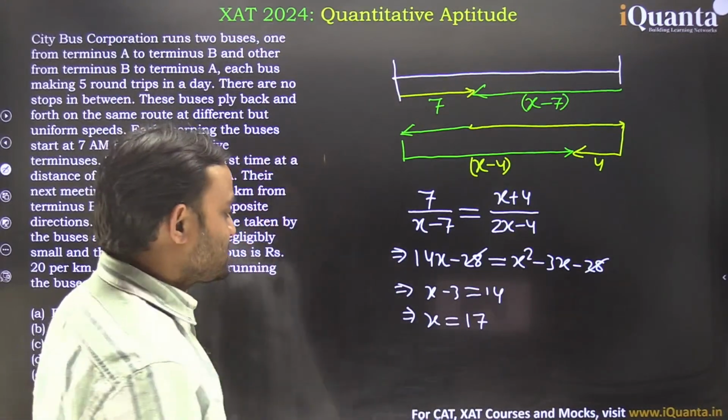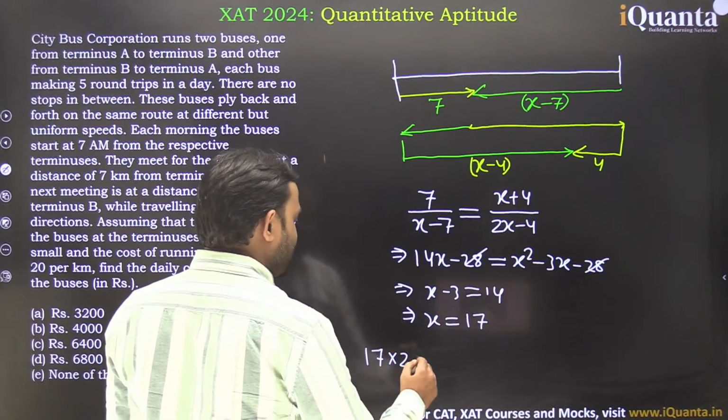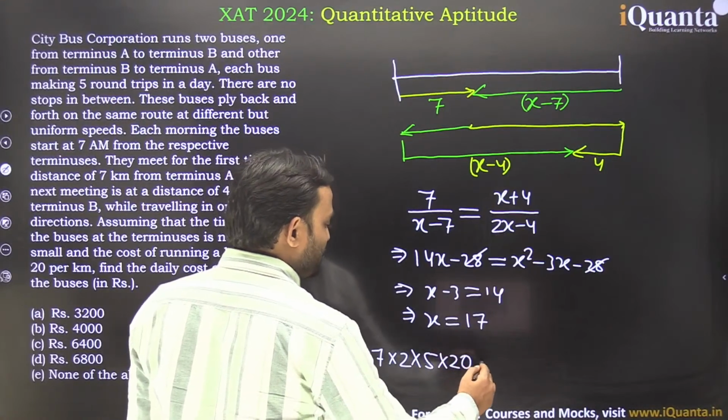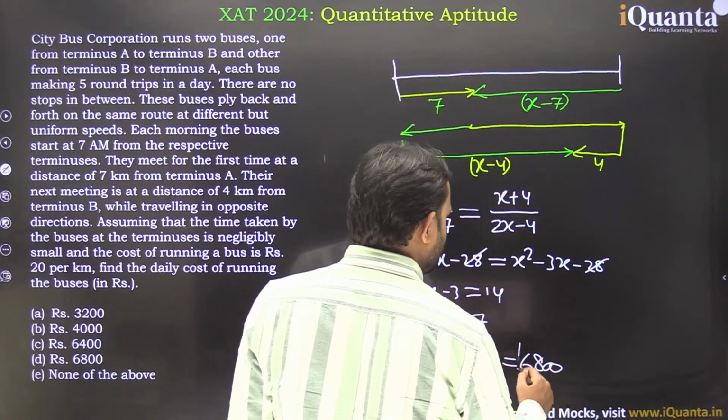If x is equal to 17, then the total distance covered by a bus will be 17 into 2 into 5, and per kilometer 20 rupees, and 2 such buses. This will be equal to 6800. That's your answer.